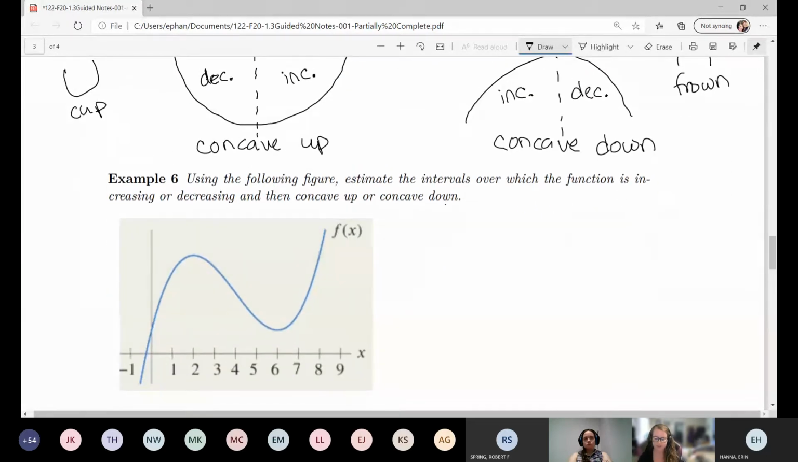Use the following figure to estimate the intervals on which the function is increasing or decreasing, so things we already know how to do, and then concave up and concave down, so the new pieces. So first, let's look at increasing and decreasing.